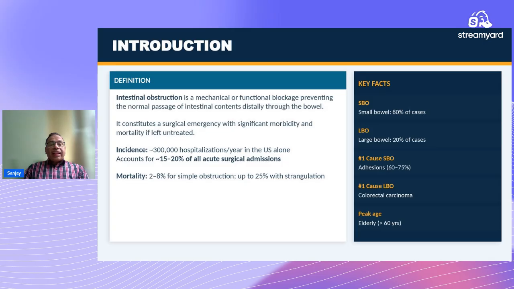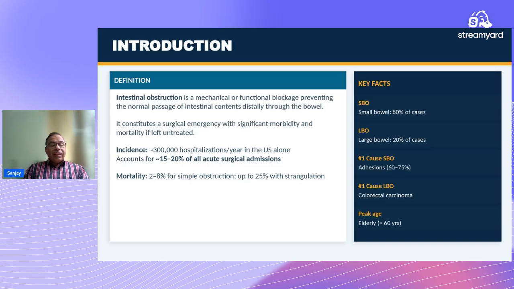Now, what exactly is intestinal obstruction? The name itself is quite clear. That means there is a blockage which prevents the passage of contents from the proximal bowel to the distal bowel across the obstruction. Now, this obstruction could be a mechanical obstruction. That means there are certain mechanical pathogenetic factors or some lesions which prevent this passage from proximal to distal across the obstruction, or it could be just a functional blockage.